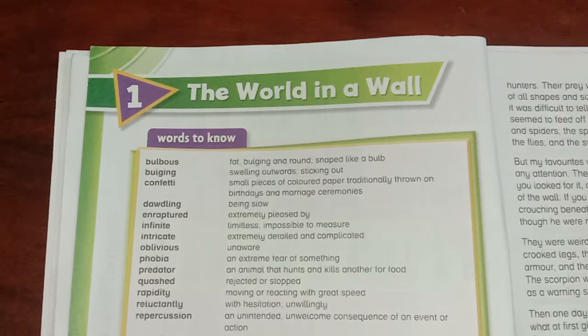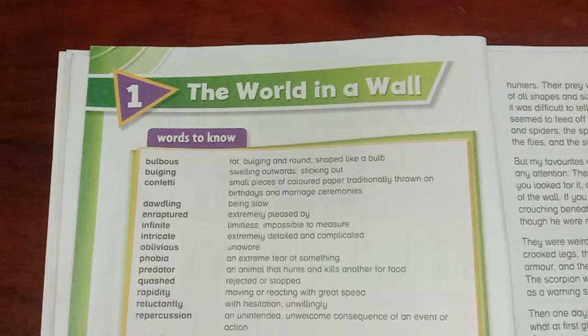Okay, the next word is infinite. Infinite means limitless or impossible to measure. Infinite is an adjective. Okay, for example, I might say there are infinite number of stars in the sky. There are infinite number of grains of sand on the beach. So it's an adjective. Okay, for example, the stars in the sky are infinite. Okay, you cannot count them.